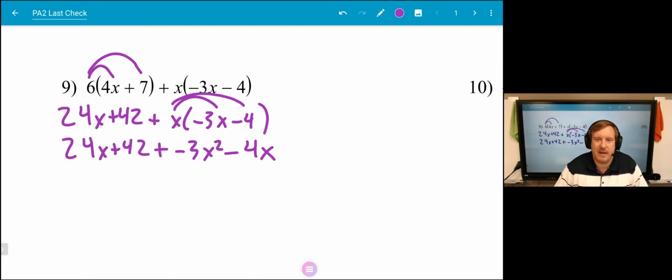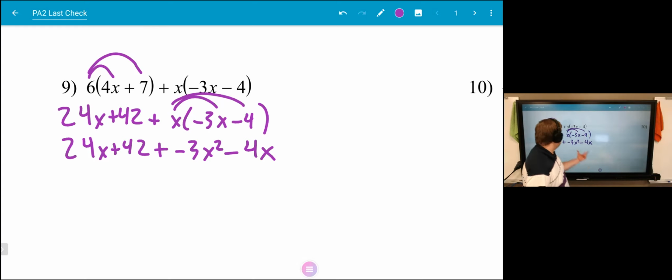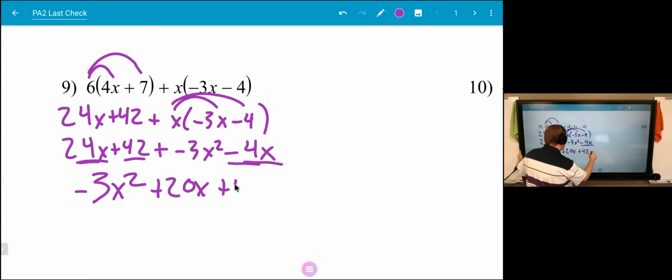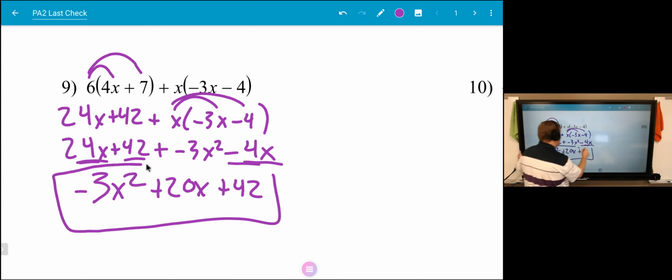Now, if you remember back to some of our conversations, can you combine things that have x's with x squareds? Well, they're the same variable, Mr. Braidman, and I would agree, but they have different exponents. If they have the same variable but different exponents, you cannot combine them. They have to have the same variable and the same exponent. So this negative 3x squared, all by itself out here. Can't do anything else with it. I can combine 24x and negative 4x though to give me plus 20x. And then I've just got a number hanging out here. So plus 42. And that is how you take care of that.